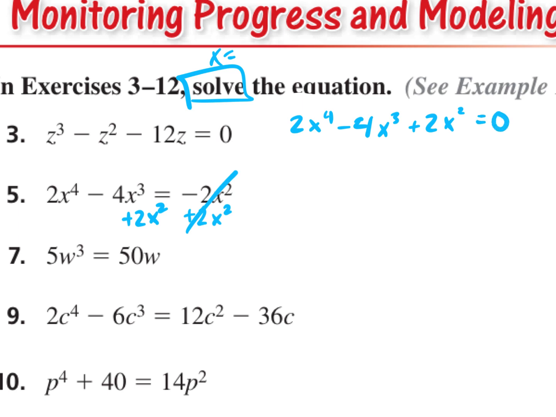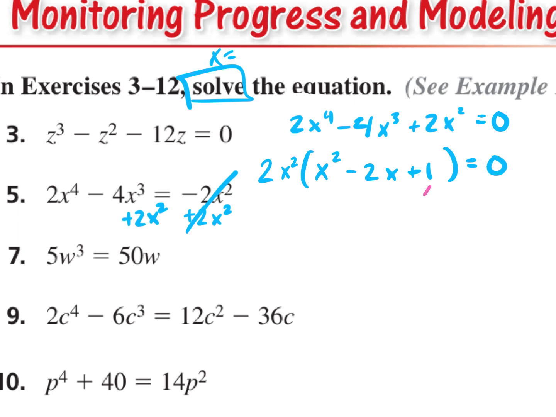Now I can take out the GCF. What's my GCF? 2x squared. So when I take out 2x squared, I'm left with x squared minus 2x. What would come next? Plus 1, perfect. Because 2x squared divided by 2x squared would be 1. We need that 1 there.